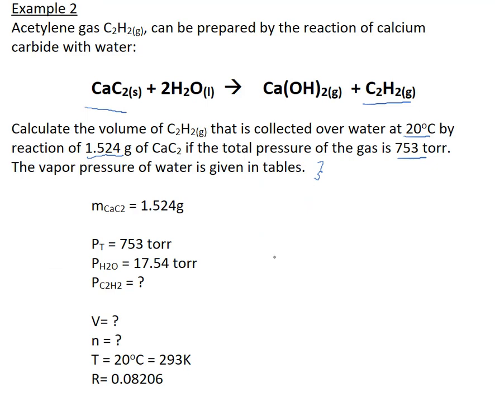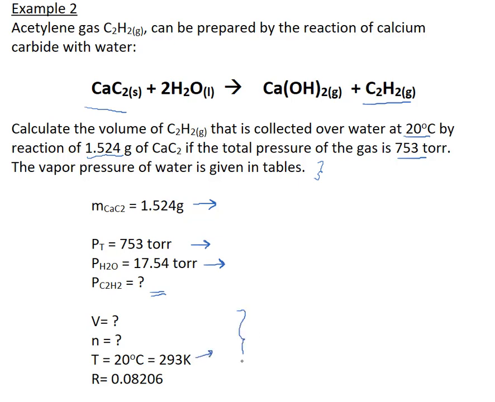There's a lot of information in this question, and it's going to be a multi-step problem. We're going to have 4 steps to solve. So let's make a list of all the information we have. We've got the mass of our calcium carbide. We've got our total pressure, the atmospheric pressure, and the vapor pressure of the water, which we'll be able to use to calculate the partial pressure of the acetylene gas. We're looking for the volume, and we have the temperature.